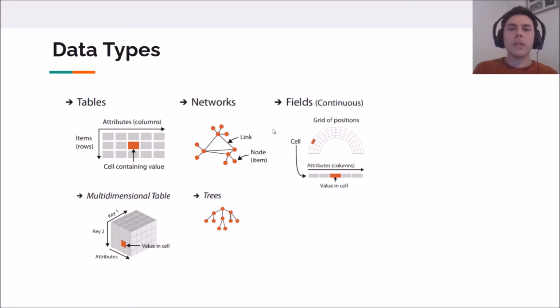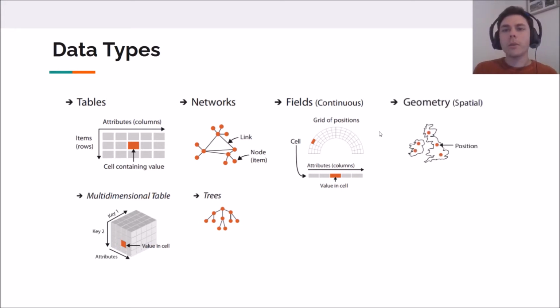Then there are also fields, and in my opinion, fields are like a special kind of tabular data, where some of the attributes are spatial positions. An example of fields are vector fields in physics, or a temperature field would also be an example.